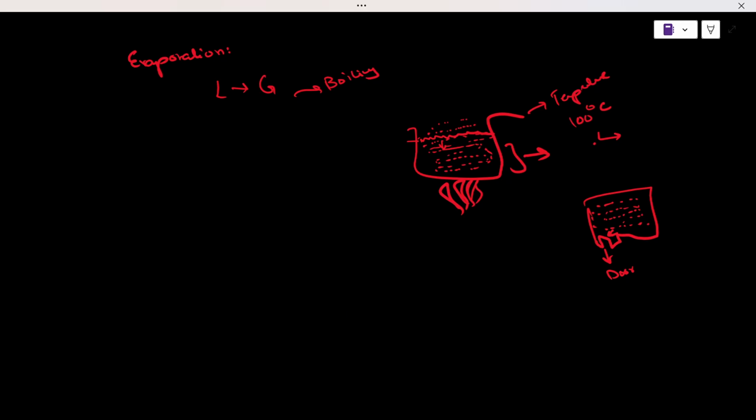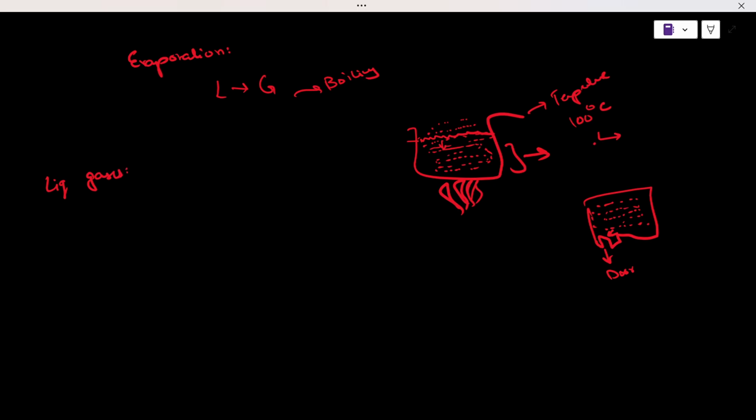Okay, that is your idea about evaporation. It's just that some particles can leave the earliest without reaching the boiling point. Okay, that is one idea. The next idea is liquefying gases.